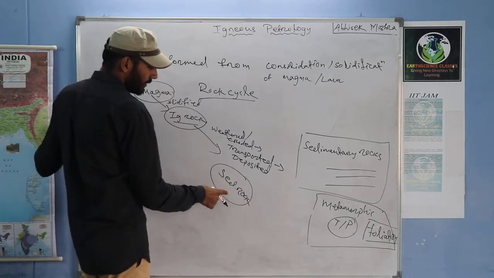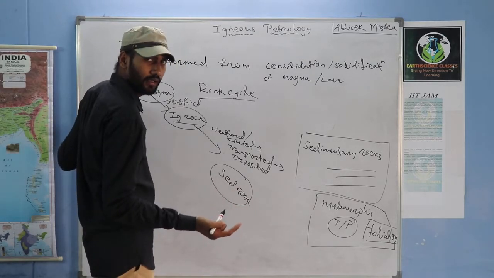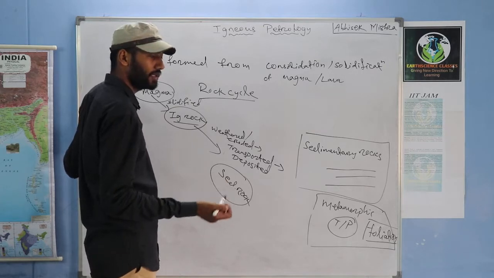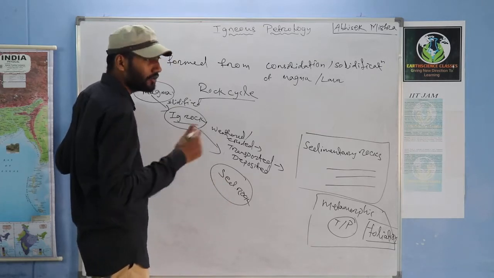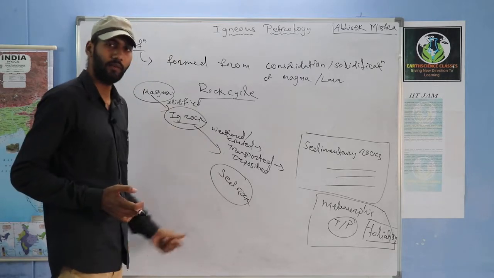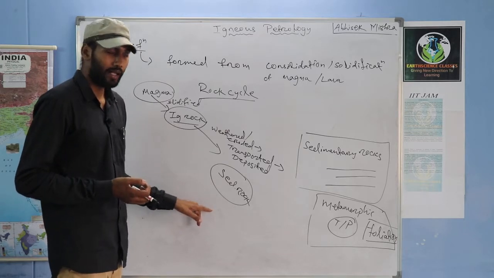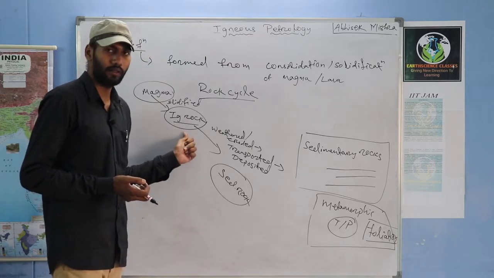Can these sedimentary rocks again get eroded and then form new sedimentary rock? Can it happen? Obviously yes. The parent rock that is eroded may be igneous, may be sedimentary, may be metamorphic. But the first sedimentary rock formed should be originated from igneous rock.